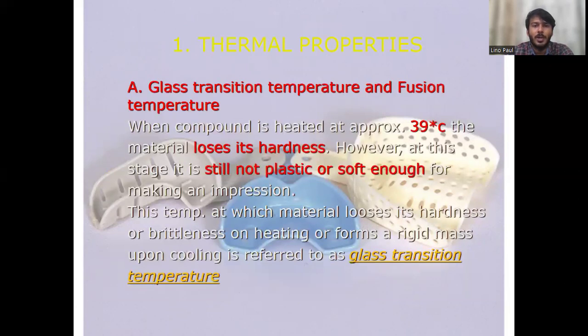Properties of the impression compound. First one, thermal properties: glass transition temperature and fusion temperature. When a compound is heated to approximately 39 degrees Celsius, the material loses its hardness. However, at this stage, it is not plastic or soft enough for making an impression. This temperature at which the material loses its hardness or brittleness on heating, or forms a rigid mass upon cooling, is referred to as the glass transition temperature.